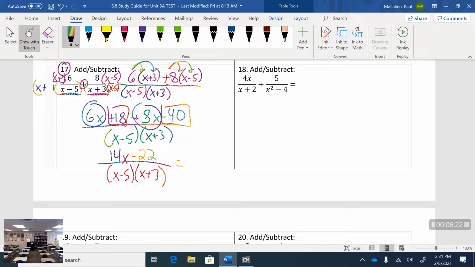I'd accept that. Because they're both even up top, you could take out a 2 and get 2 times 7x minus 11, still over x minus 5, x plus 3. So we can go with that as the official final answer.